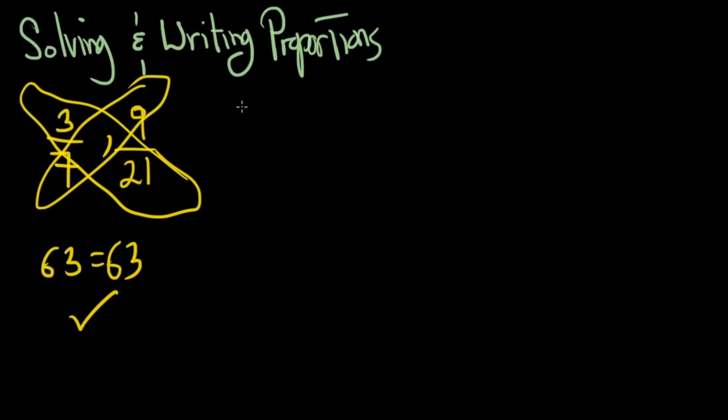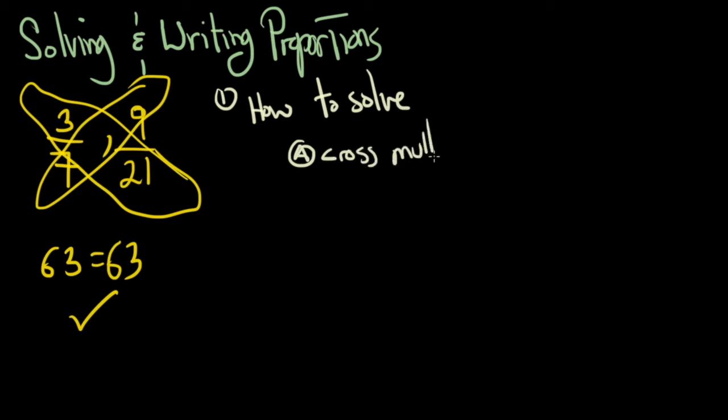But sometimes you are going to have a variable. So first we're going to look at how to solve. That's the first thing we're going to do today. Step A is cross multiply. And then step B is a very large but simple step, which is just to use your algebra rules. And hopefully you're at a pretty good place in your algebra growth.